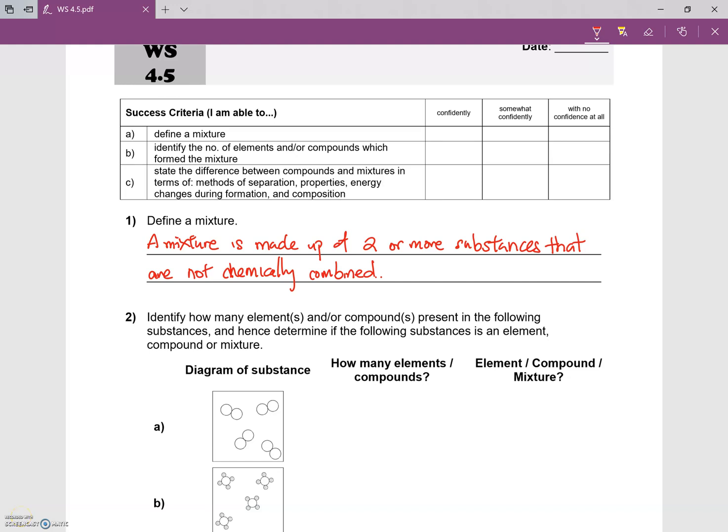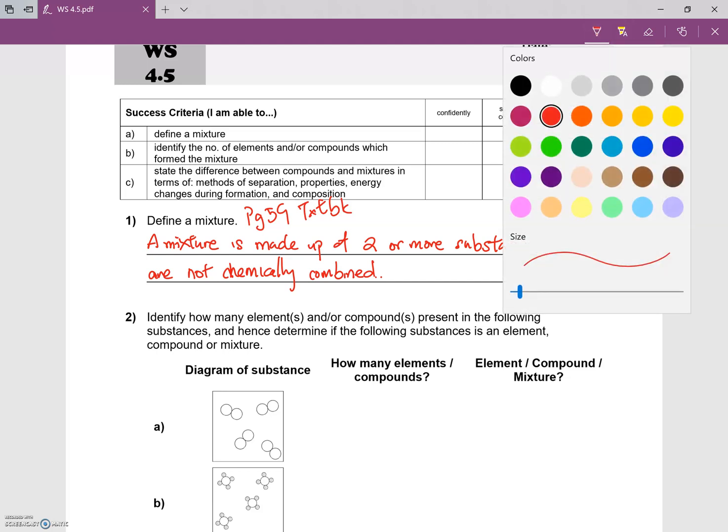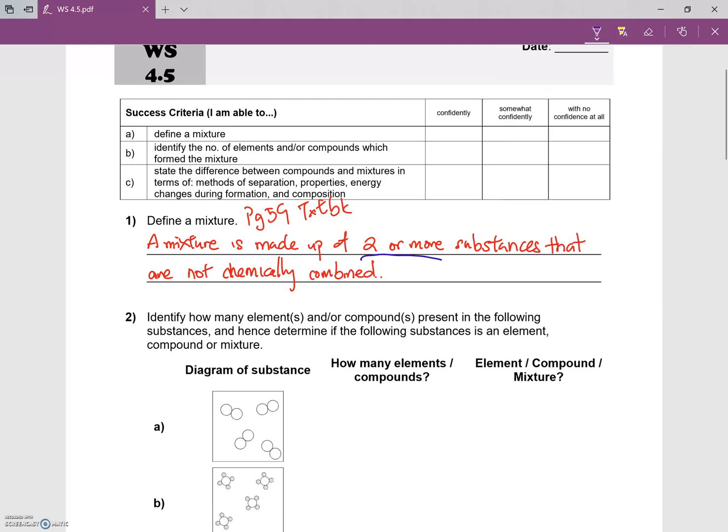Okay, so let me go through the answers for worksheet 4.5. For the first question, it says define a mixture. The definition for mixture can be found on page 59 of your textbook. If you go there, you'll see that it defines a mixture as being made out of two or more substances that are not chemically combined. Do take note of all these keywords.